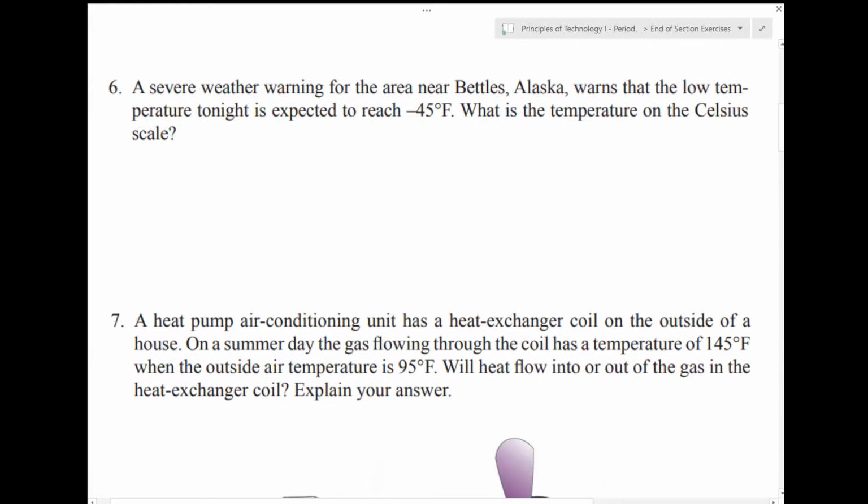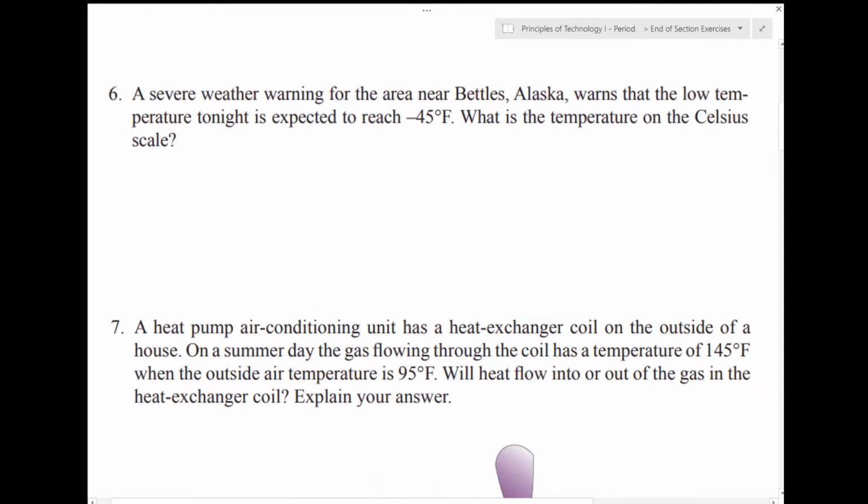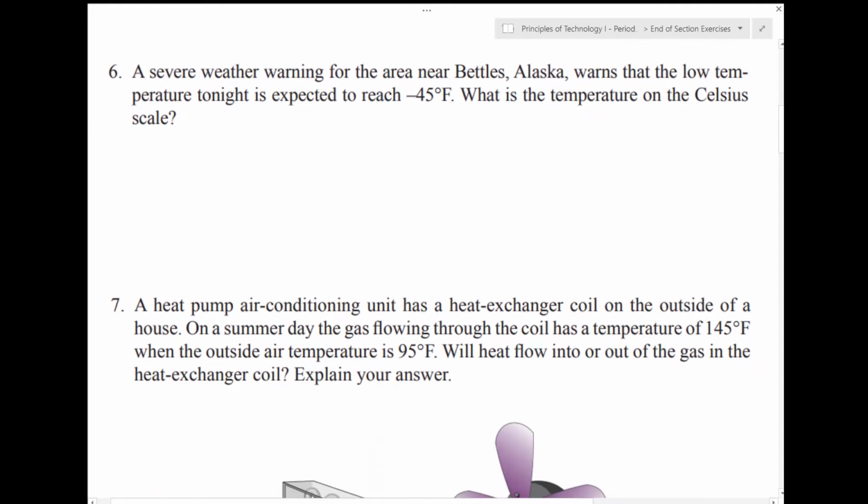Number 6. A severe weather warning for the area near Bettles, Alaska warns that the low temperature tonight is expected to reach negative 45 degrees Fahrenheit. What is the temperature on the Celsius scale?